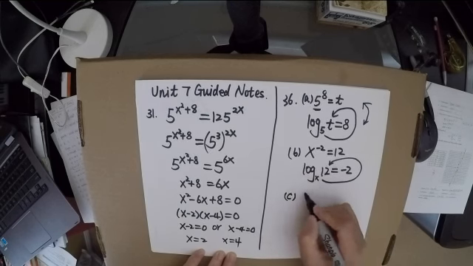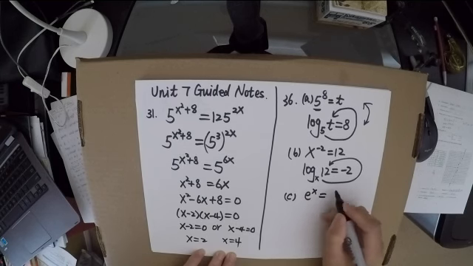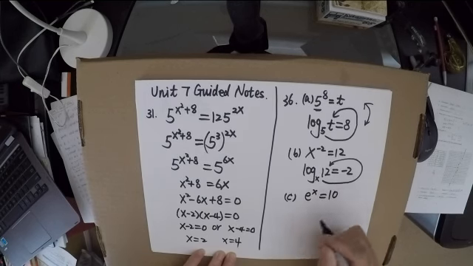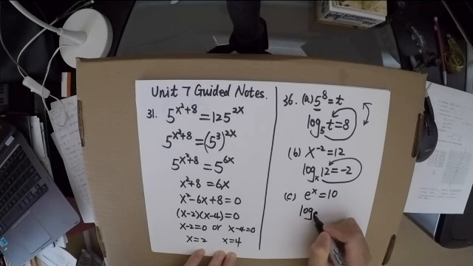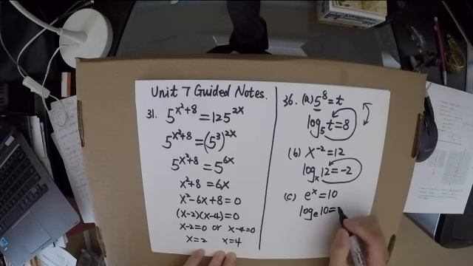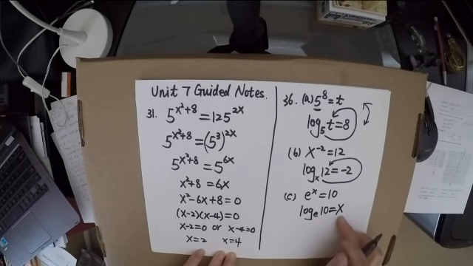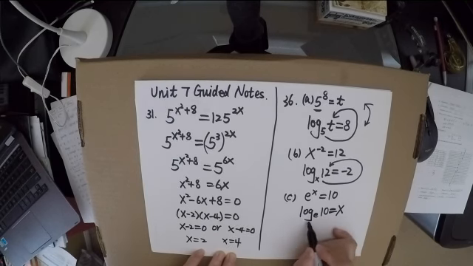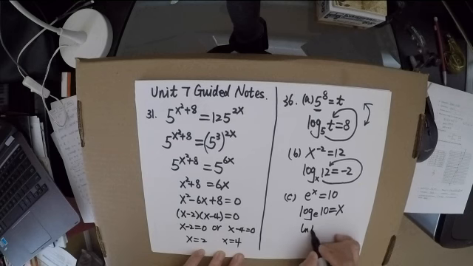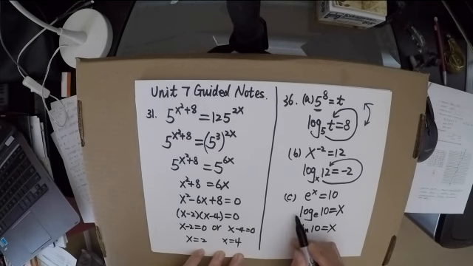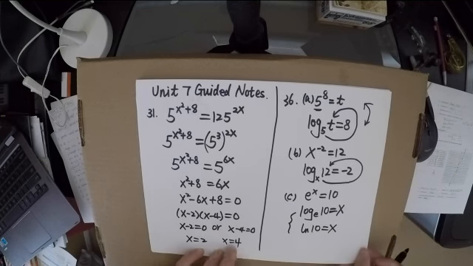So c, it's e to the x power equals 10. So we have log base e of 10 equals x. E to the x power equals 10. And also you may remember, when we have base e, we just say ln, this always represents base e. ln of 10 equals x, either way, okay? So this is question number 36.